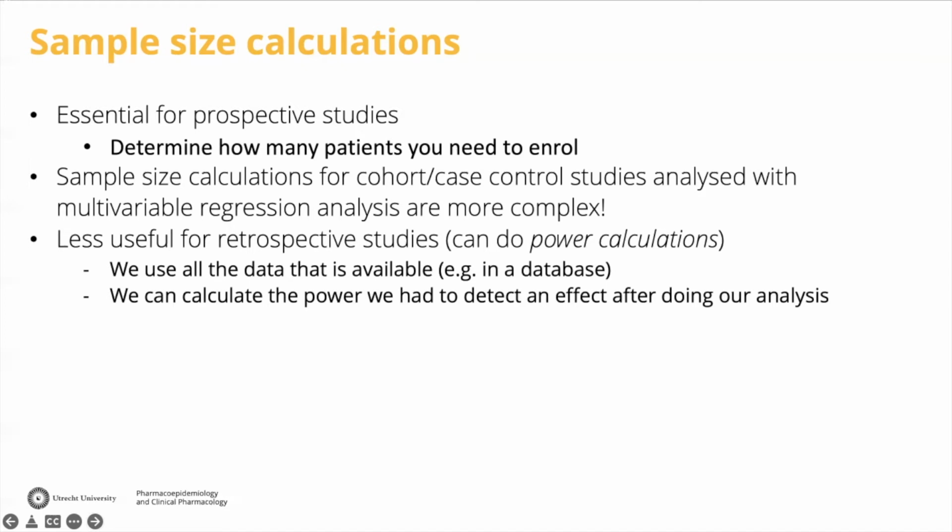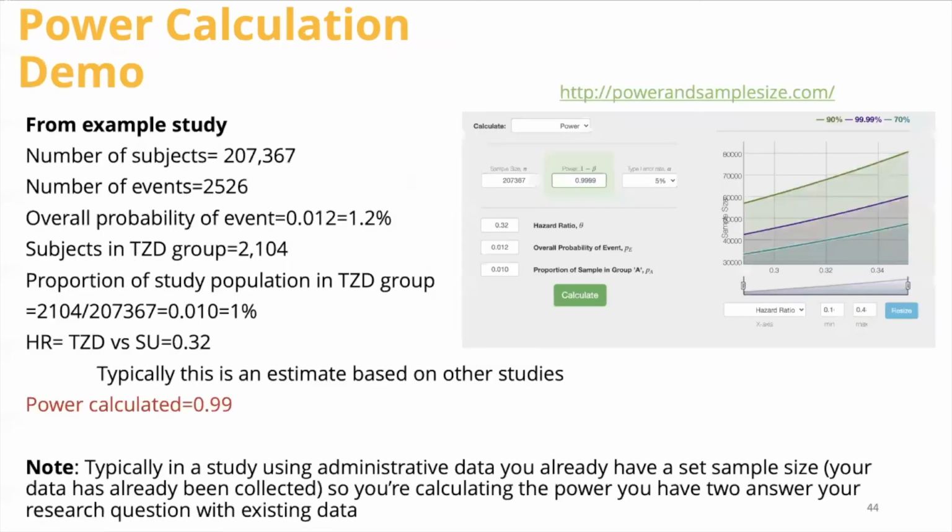But sample size calculations for cohort and case control studies are a little bit more complex and a little less useful for retrospective cohort studies. For retrospective cohort studies, we tend to do power calculations because we tend to use all of the data that's available in a given data set. Usually we take the data and calculate the power we have to detect a particular effect of a medication on a particular outcome, or whether a medication is associated with a particular outcome after doing our analysis.